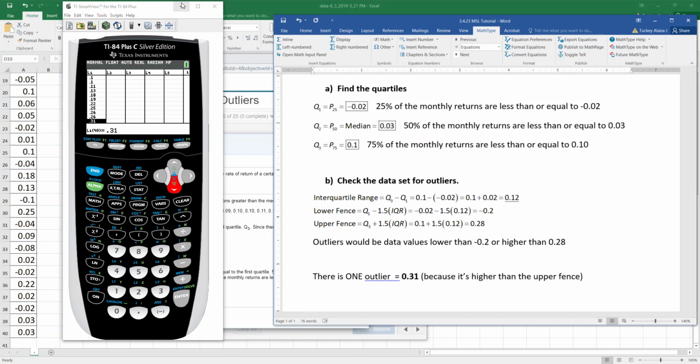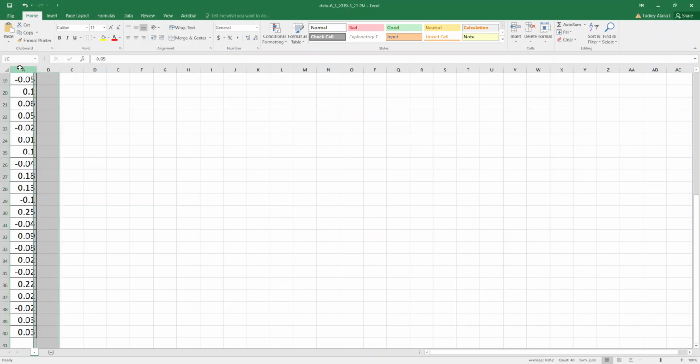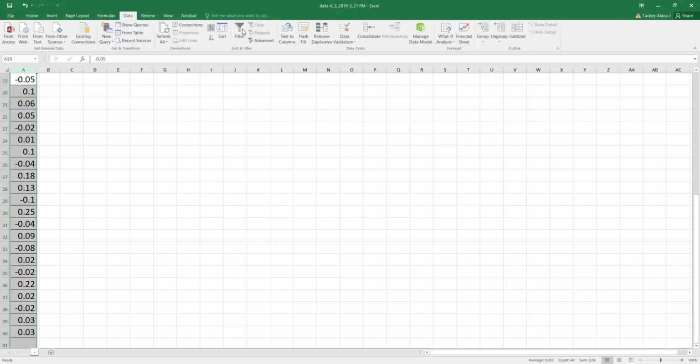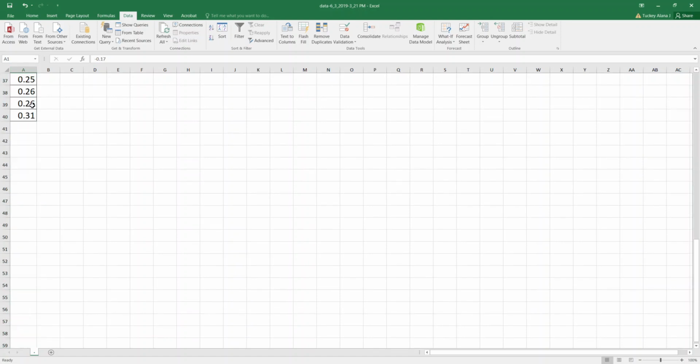Now, just on a side note, you can't do this really in Excel. Excel does not find quartiles correctly, just so you know. That's one of the reasons we don't use Excel for these data. But we could click the sort feature. Oh, I just did it without even noticing it. So if I highlight column A, and then click on the data tab, the data ribbon, and I click A to Z, it's going to sort in ascending order from lowest to highest. And you can see negative 0.17 is the lowest, 0.31 is the highest. So there you have it.